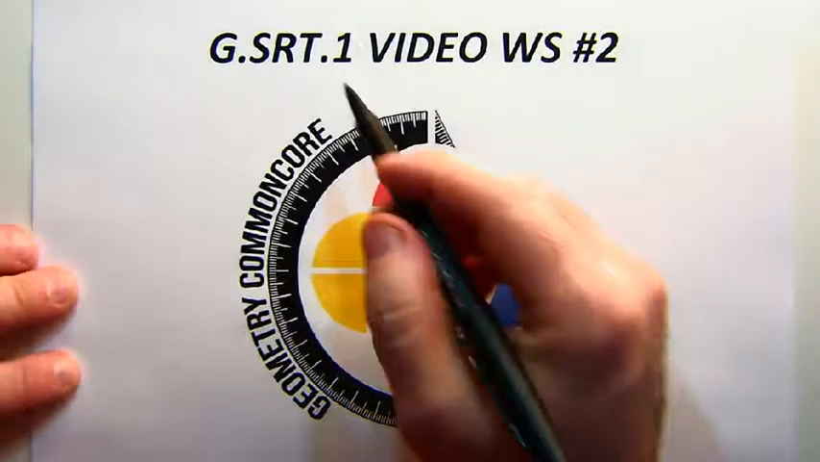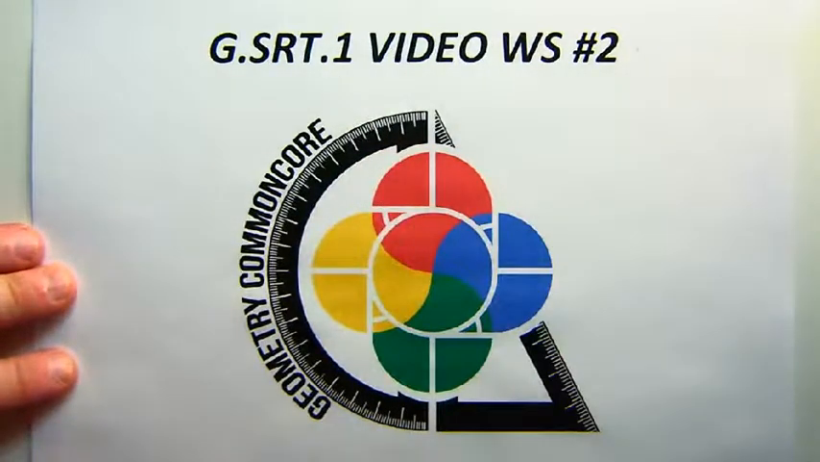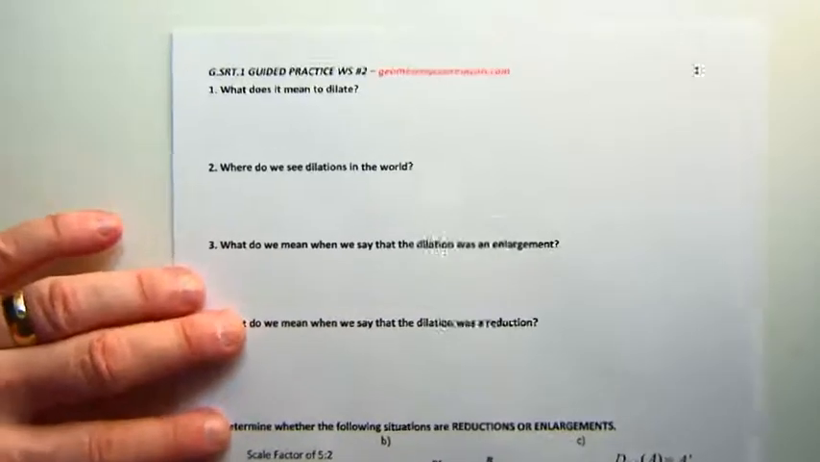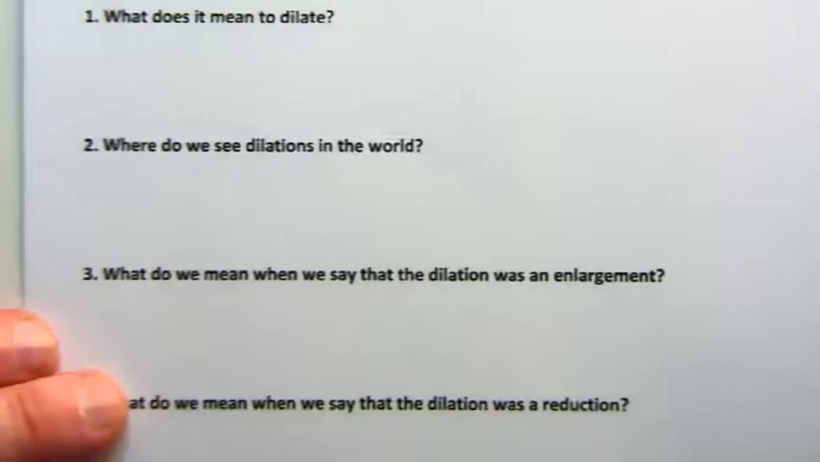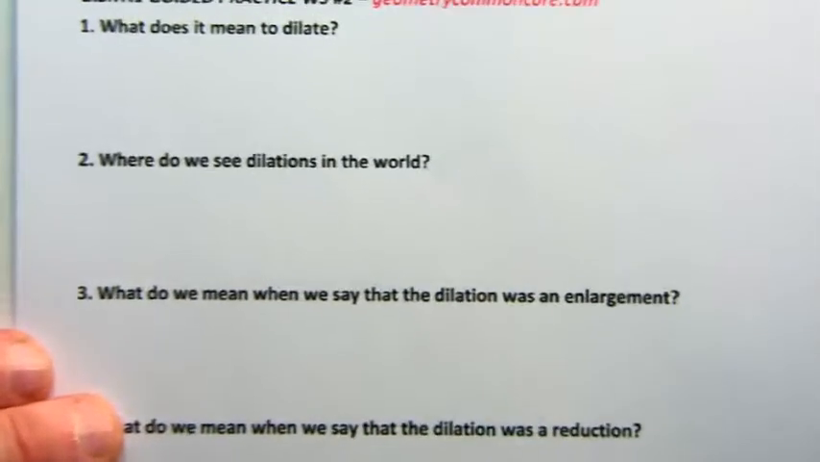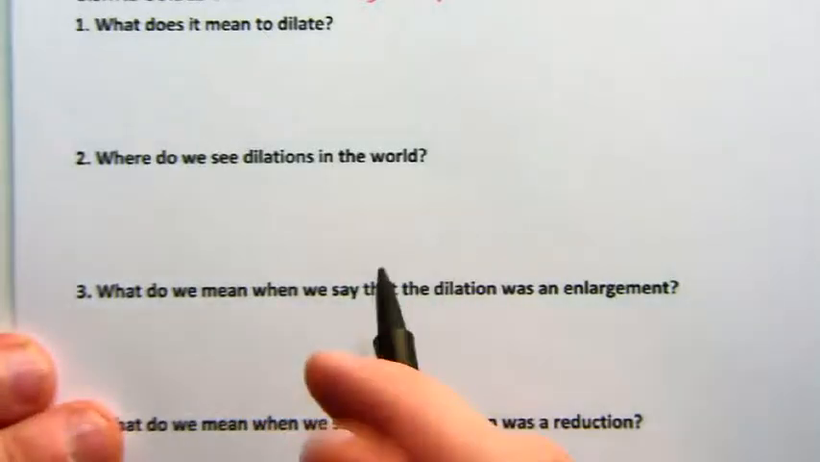All right, let's take a look at GSR 1, the video dealing with worksheet number 2. This worksheet, or this particular area, deals mostly with dilations. And so we're going to look at a couple of questions dealing with dilations. The first is: what does it mean to dilate?